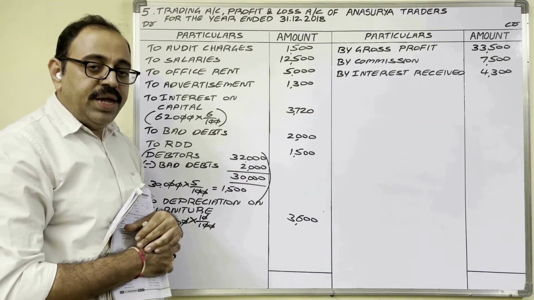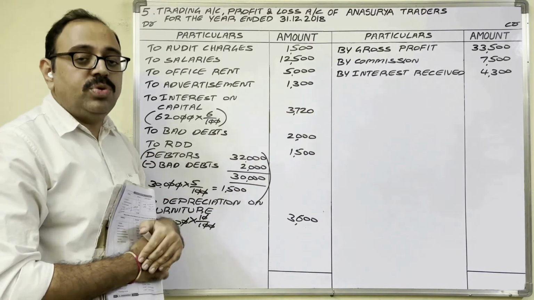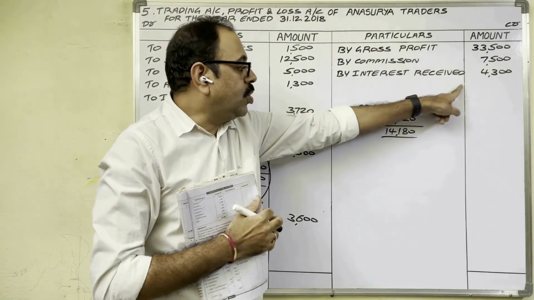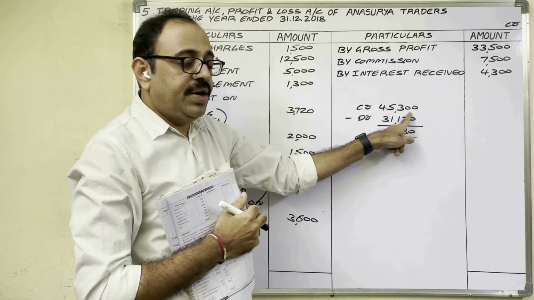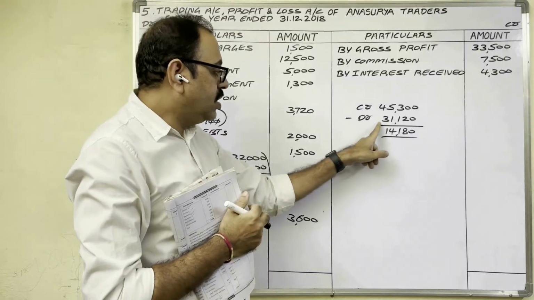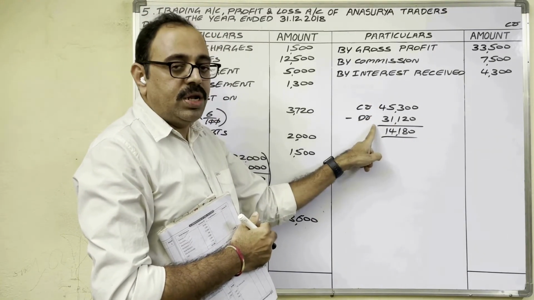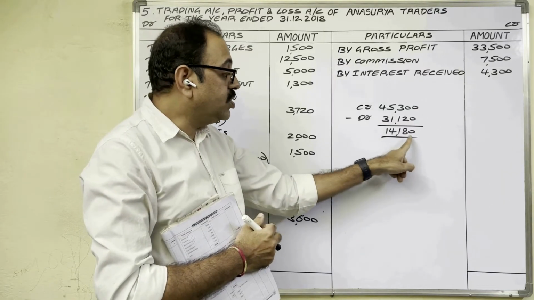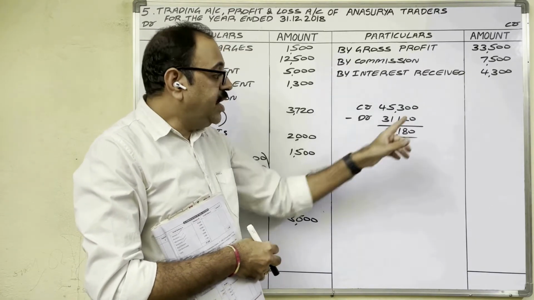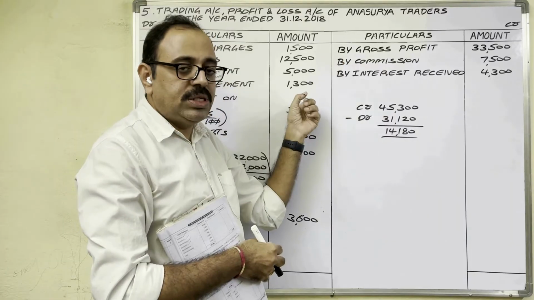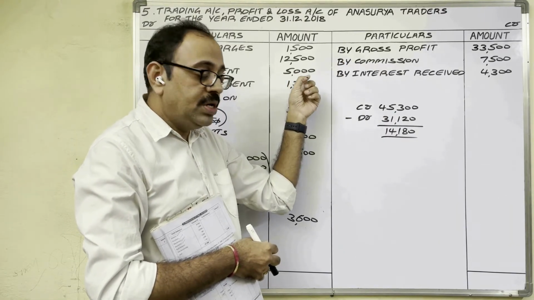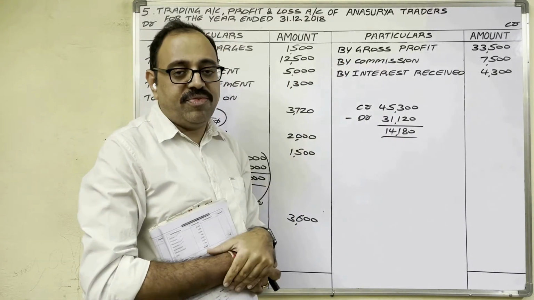Credit side. In rough notes, put the totals of two sides. Credit amounts total 45,300. Debit amounts total 31,120. Credit total is more than debit total. Difference is 14,180. Credit side we wrote incomes, debit side expenses. Income is more than expenditure. Therefore, this answer is net profit.